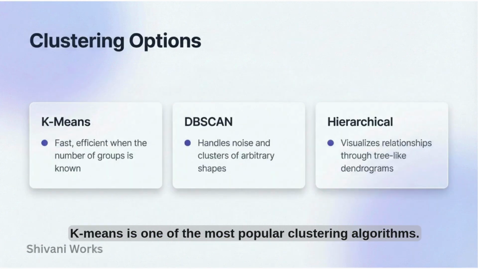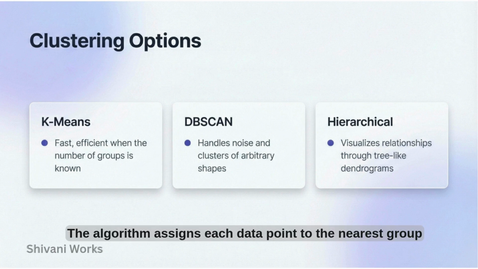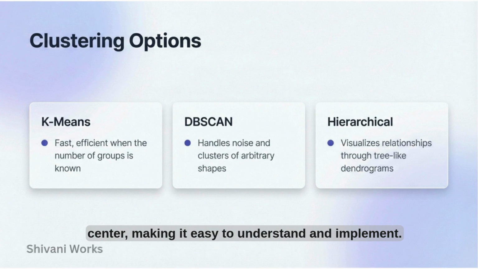K-means is one of the most popular clustering algorithms. It's fast and works well when you know how many groups you want to find. The algorithm assigns each data point to the nearest group center, making it easy to understand and implement. It's a great starting point for many clustering tasks.